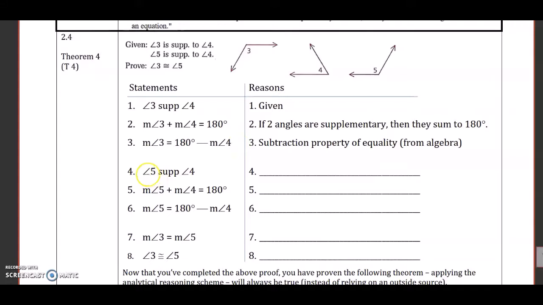I was also given angle 5 is supplementary to angle 4. And I'm going to subtract again the measure of angle 4. Oops, put that in the wrong spot. And if two angles are supplementary angles, then they add up to 180 degrees. Here I'm going to subtract again. Now the measure of angle 3 is equal to the measure of angle 5.